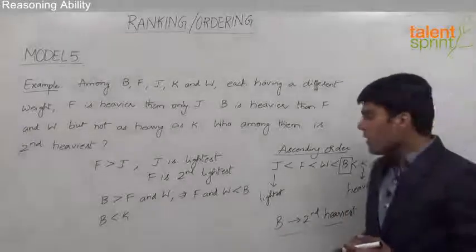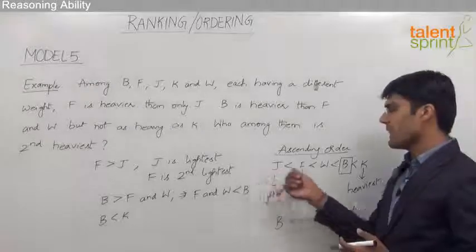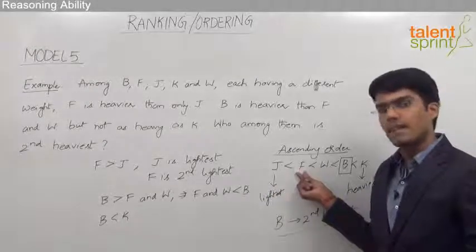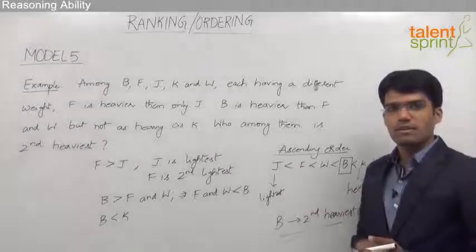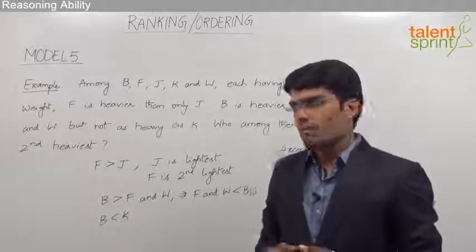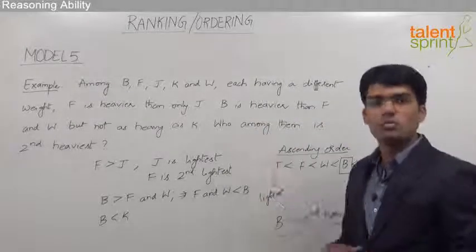Similarly, suppose we need who among these persons is second lightest. So we need to come from the lighter side and we can say that the person F is second lightest in this group. So friends, this is how we can solve questions based on ordering by either forming an ascending order or descending order of the given group of persons.